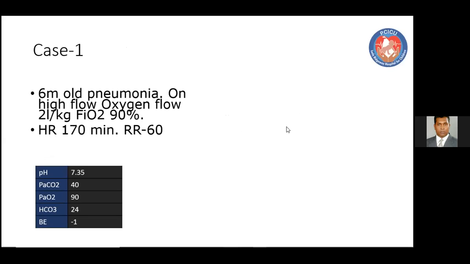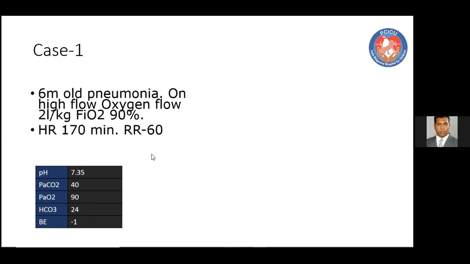So just to highlight what I told you in 2 cases. The first case, 6-month-old pneumonia patient on high flow oxygen, who is on 2 liters per kg of oxygen with a FiO2 of 90%, and heart rate is 170 and respiratory rate is 60. And if you look at the blood gas, you can see that the pH is normal and the carbon dioxide seems to be normal. And PaO2 is 90, and the bicarbonate is 24, and base deficit is -1.